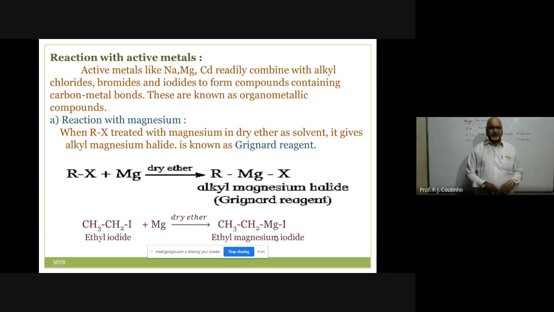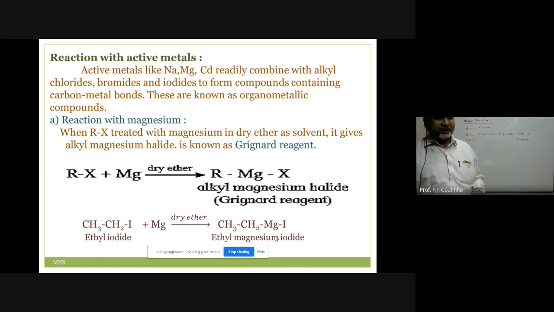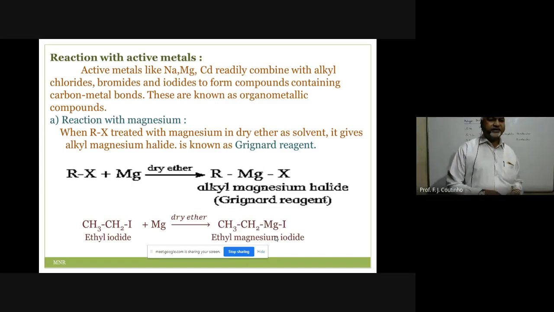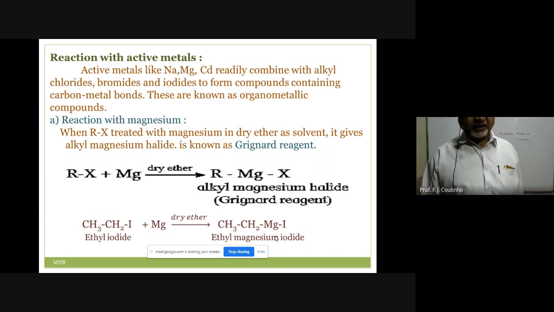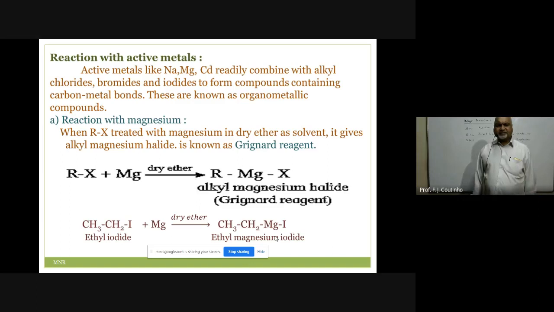The next reaction is with active metals. We know there are active metals like sodium, magnesium, cadmium, and so on. They readily combine with alkyl chlorides, bromides, or iodides to form compounds containing carbon-metal bonds. These are also known as organometallic compounds. What are organometallic compounds? Basically, these are compounds which have an alkyl group and a metal fused to it.